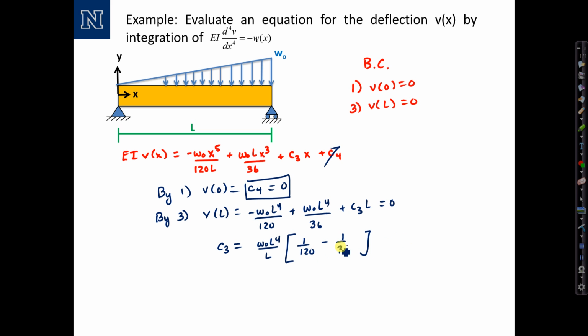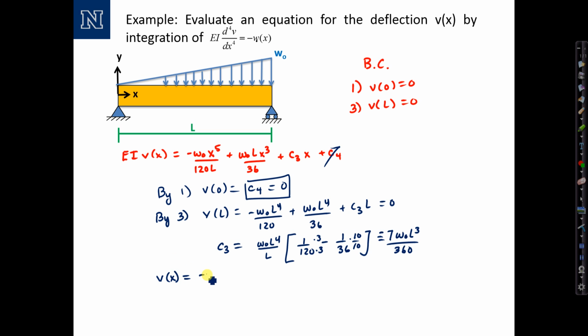Okay, so now for this fractional math, we need to find the least common multiple. Both 120 and 36 go into 360. We'll multiply this term times 3 over 3. We'll multiply this term times 10 over 10. And we're going to be left with here w naught L cubed times 3 minus 10 is 7 over 360, and that's a negative. Negative 7 over 360.